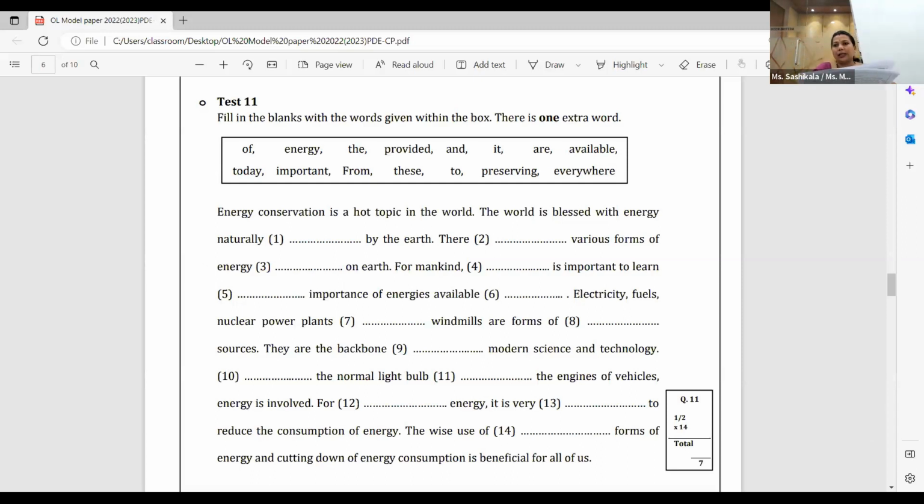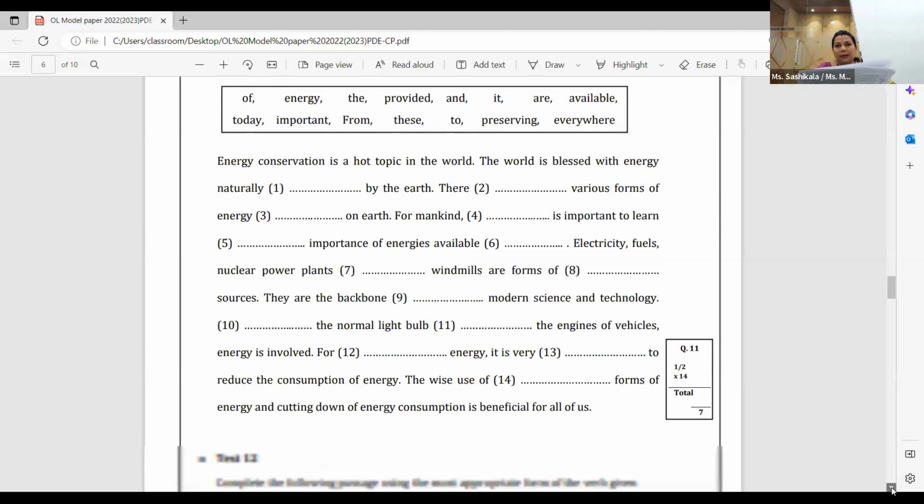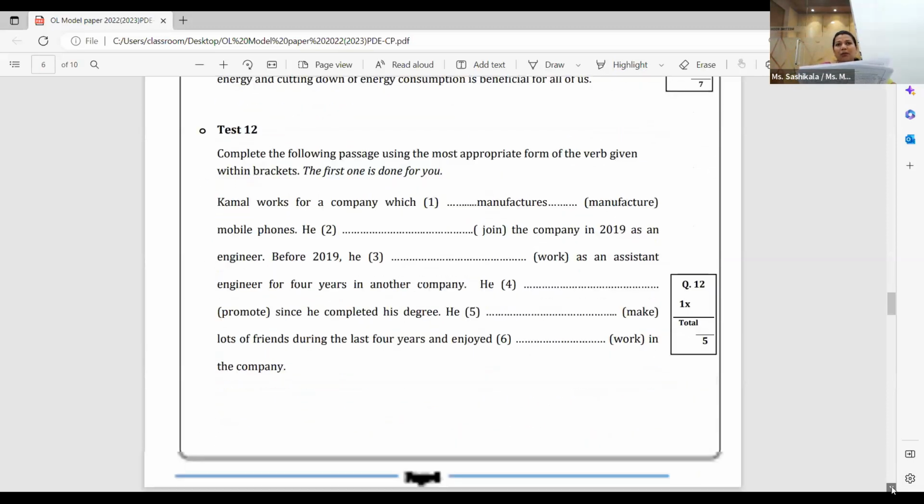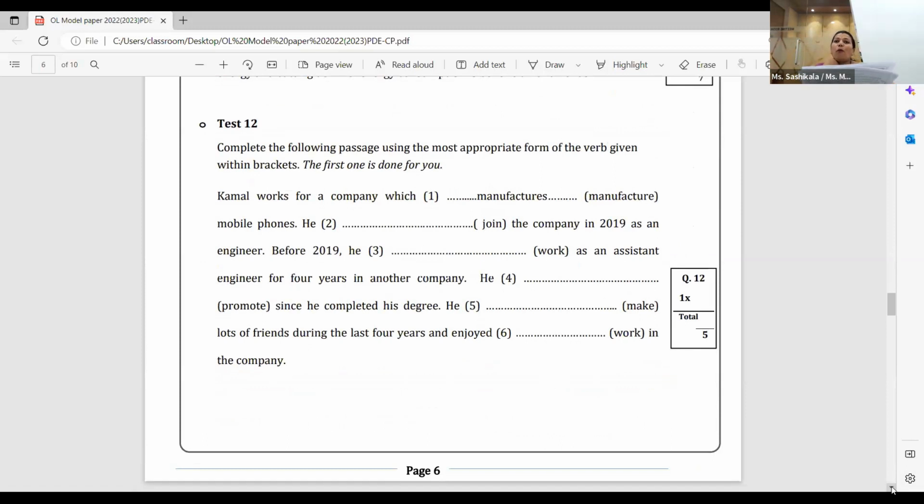Okay, children, let us move to the other question. Question number 12. Complete the following passage using the most appropriate form of the verb given within the brackets. Appropriate form of the verb.